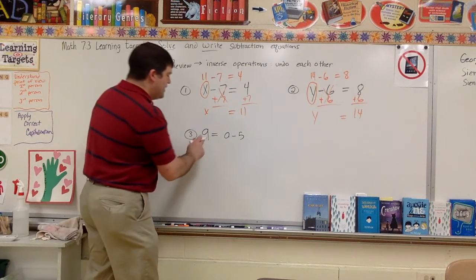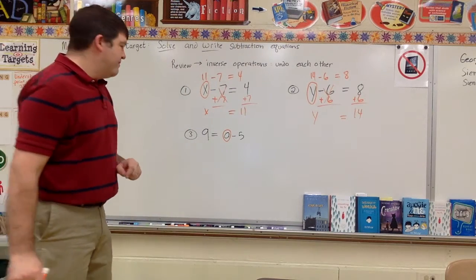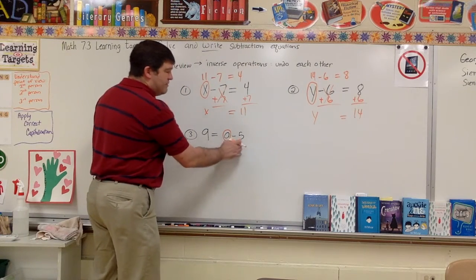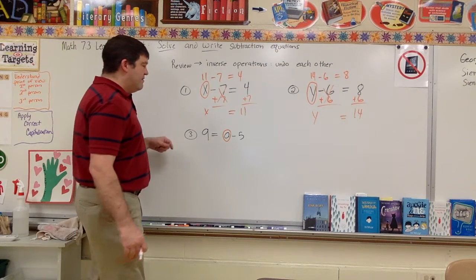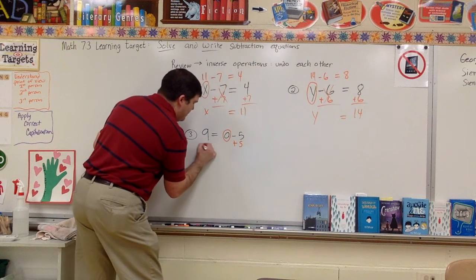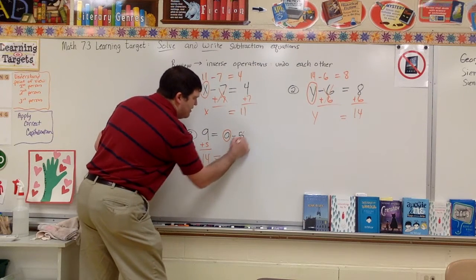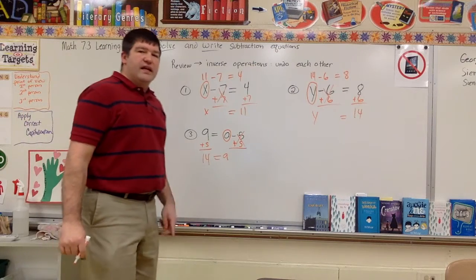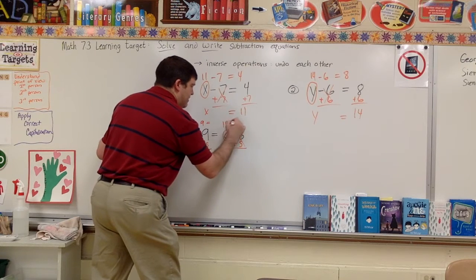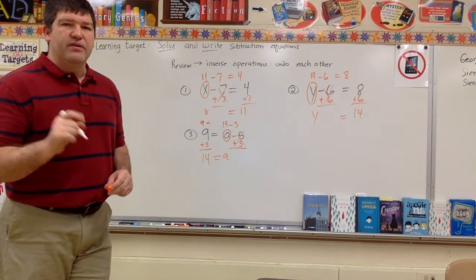Let's do another one here. 9 equals a minus 5. Circle my variable. I want to figure out what a is. Now, I can mentally solve this one. I know 14 minus 5 is 9, but I'm going to use my inverse operation. I have a minus 5 here, so I'm going to add 5. Have to do the same to both sides. That's 14 equals a, and those cancel each other. So if I think it's 14, I got to check it. So I'm going to put 9 equals 14 minus 5. Does 14 minus 5 equal 9? It does, which means I'm good to go.